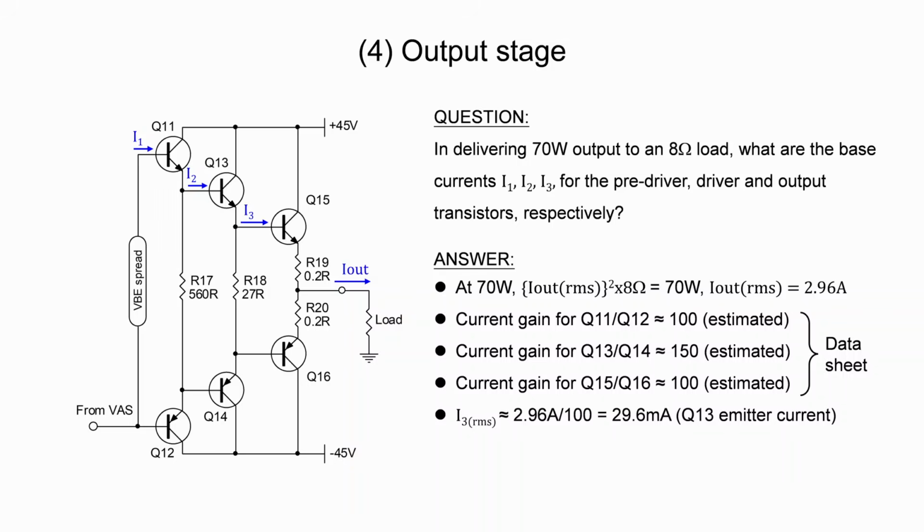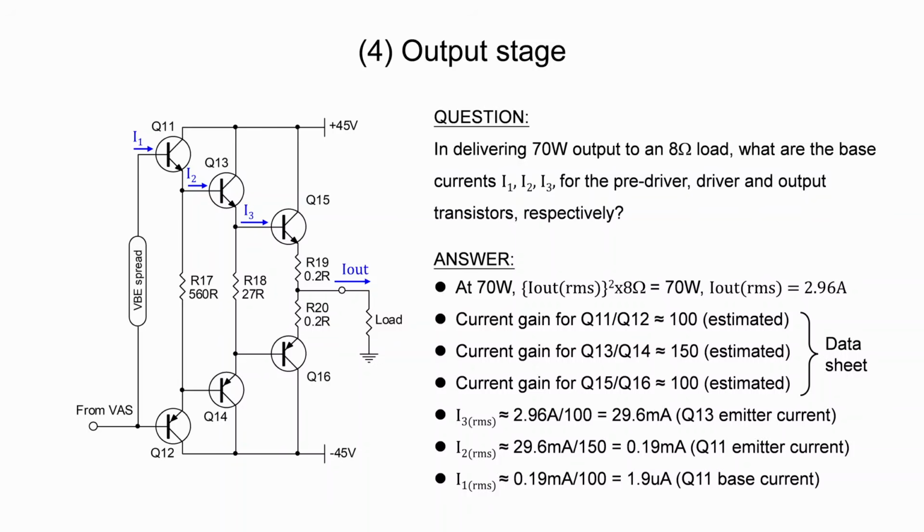Therefore, I3 is equal to 2.96 milliamps. This is the base current of Q15, and it is also the emitter current of Q13. I2 is equal to 0.19 milliamps. This is the base current of Q13, and it is also the emitter current of Q11. I1 is equal to 1.9 microamps.